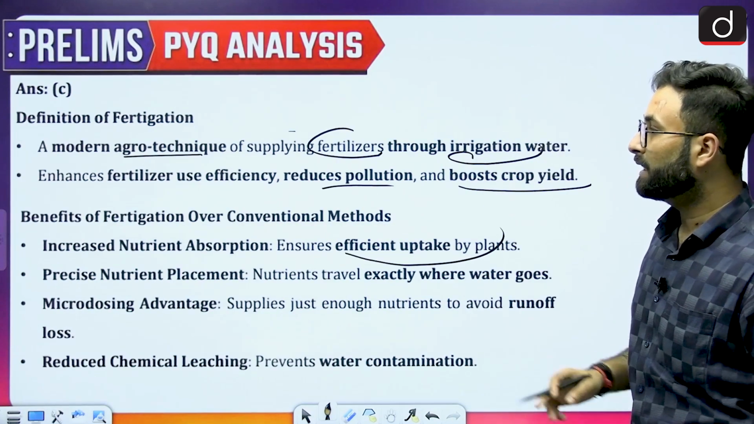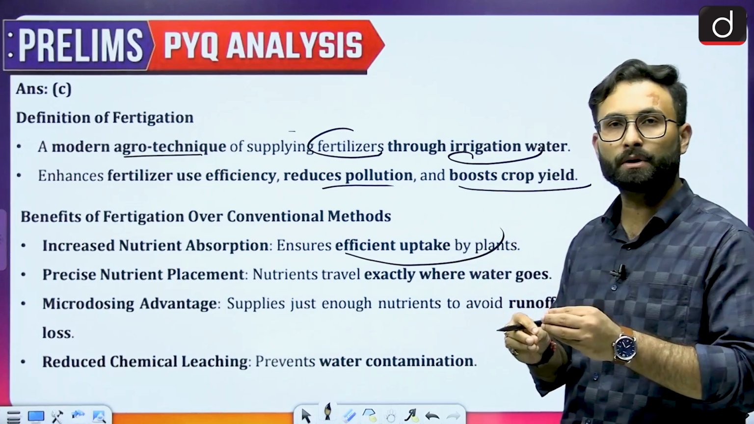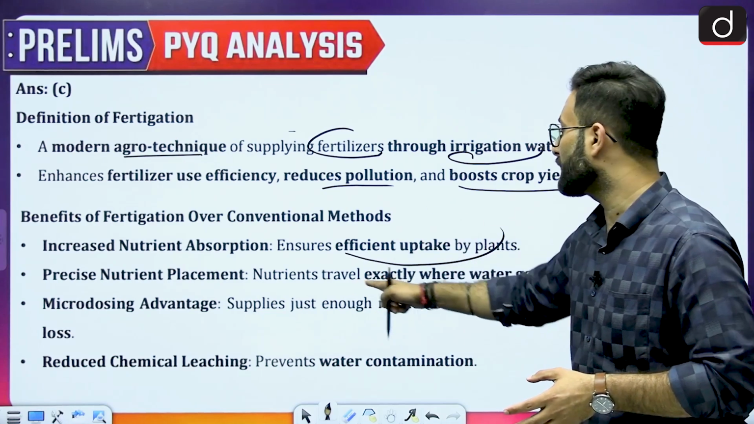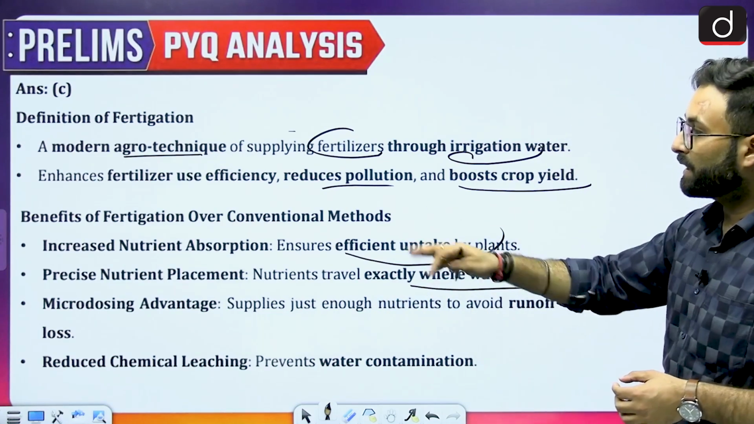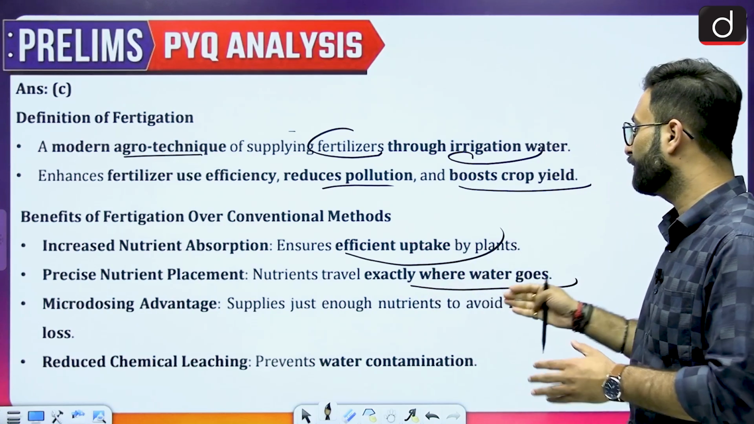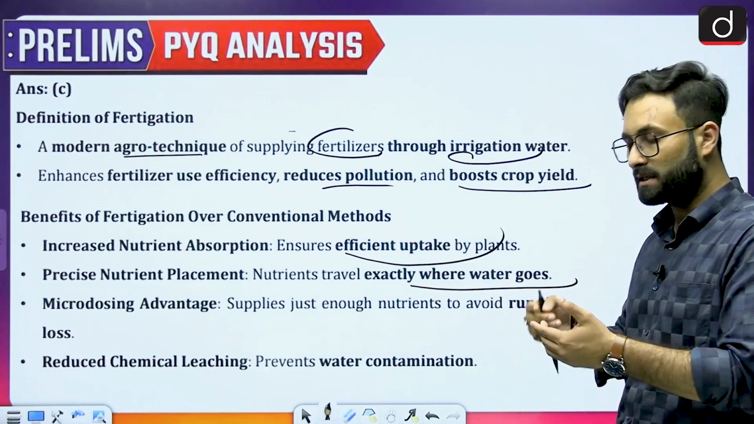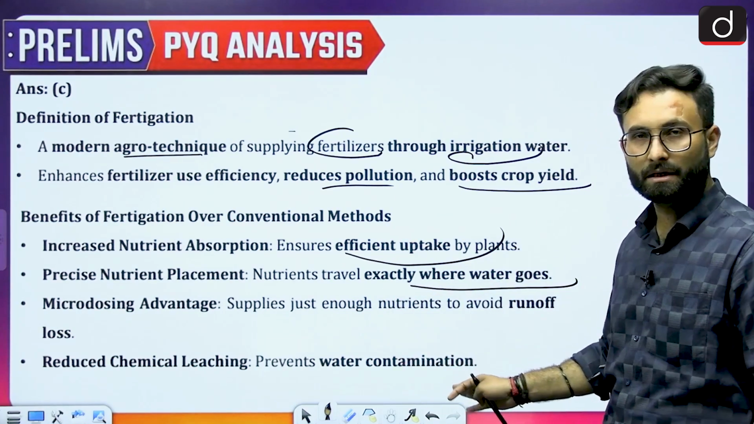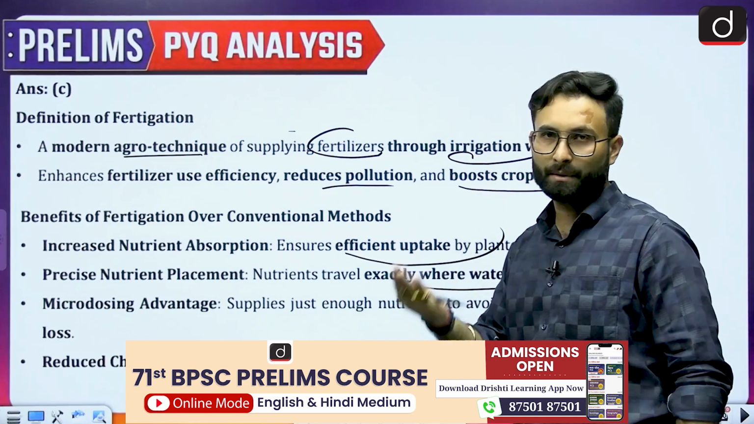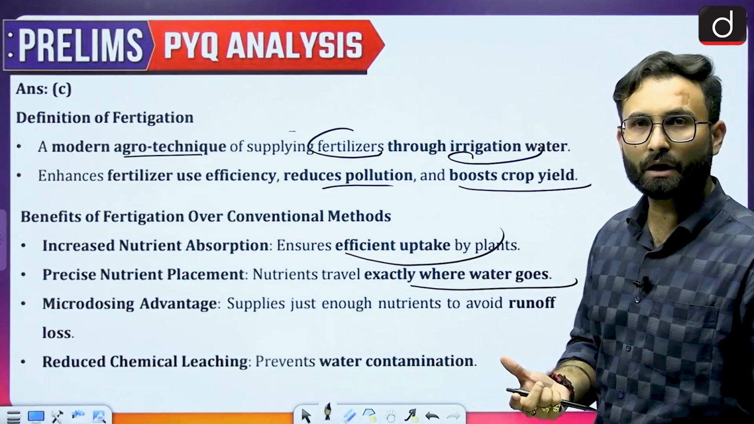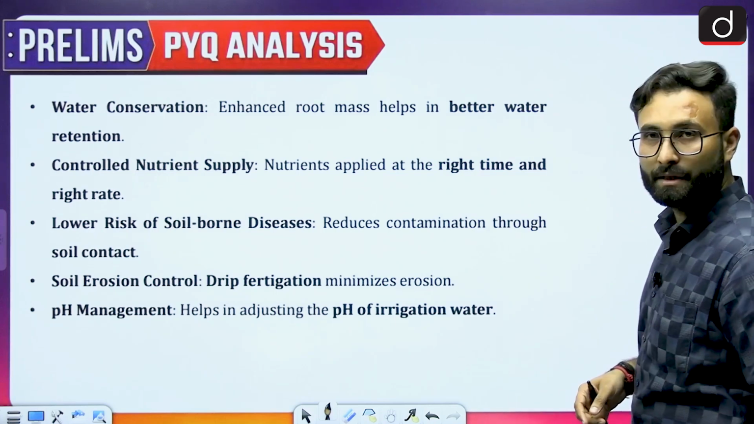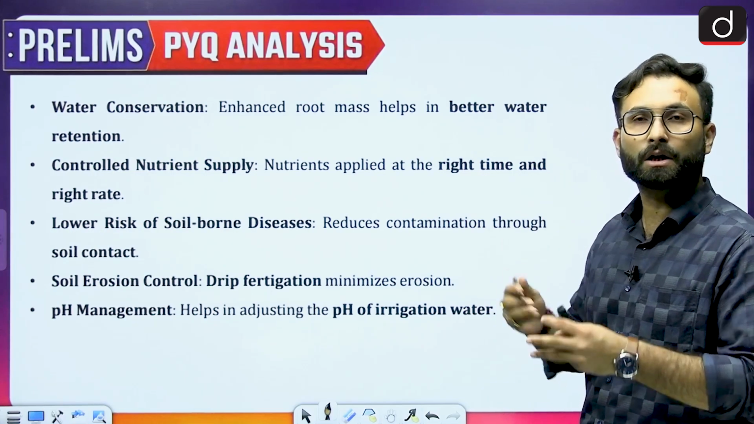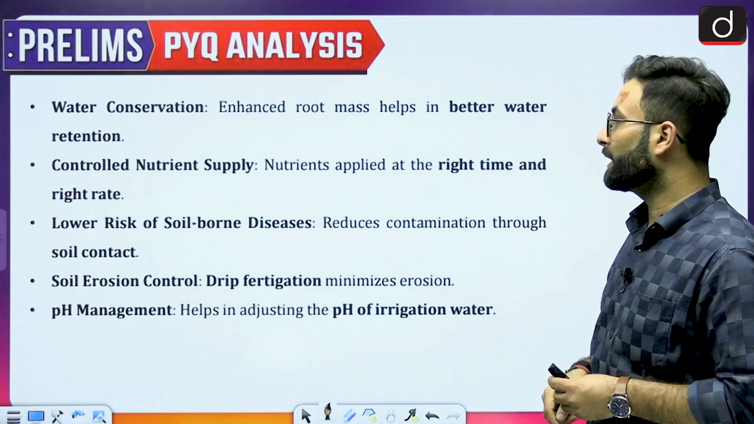Coming to the next one, precise nutrient placement, because you know where nutrients should be going, so you will be irrigating that particular area, so nutrients travel exactly where water goes. Coming to the next one, micro dosing advantage: supply just enough nutrients to avoid the runoff, so runoff will not be there, leaching will not be there. Reduced chemical leaching prevents water contamination. If you are going for reduced leaching, water contamination will not be there, chemicals will not be going into the groundwater. Coming to the next one, water conservation will be there, because you are taking care of efficient irrigation, or the controlled use of water. Controlled nutrient supply, which we have already seen.